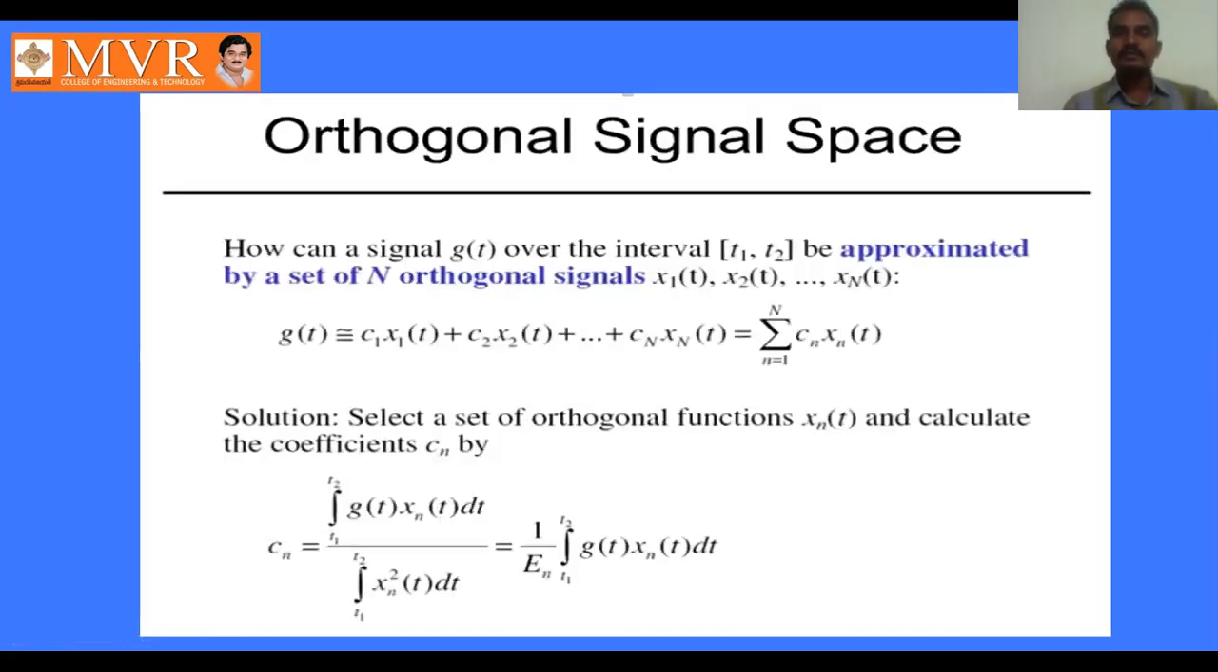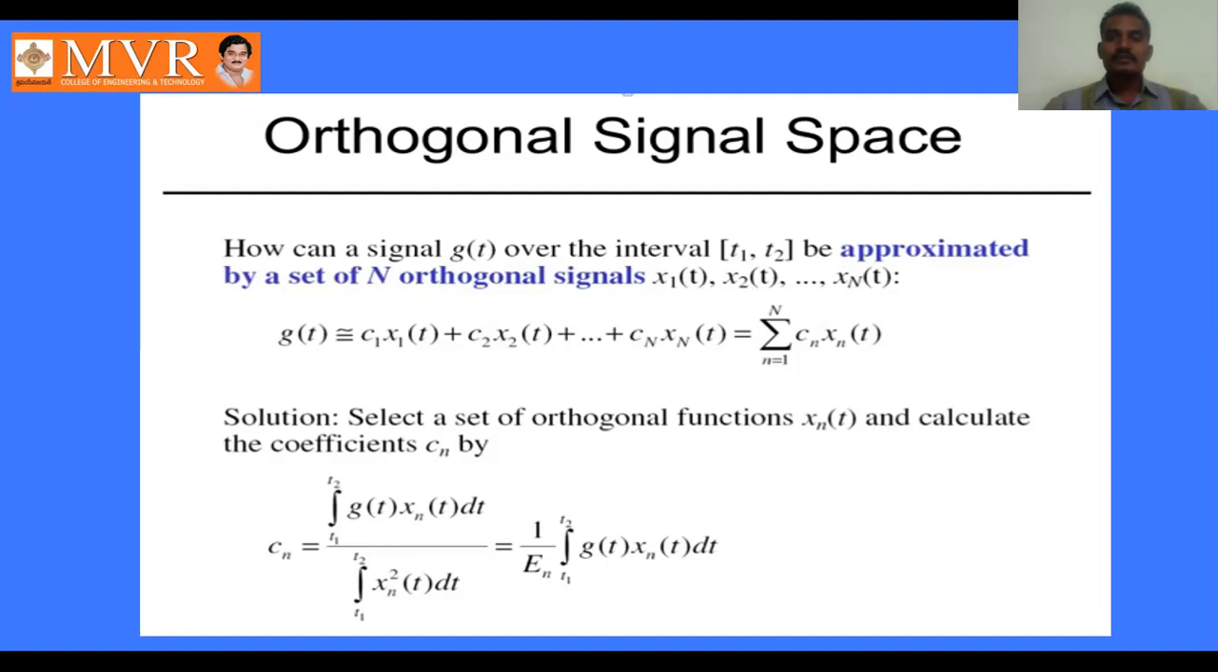Next, coming to the orthogonal signal space. So far we discussed orthogonality in vectors, orthogonality in signals, orthogonality in complex signals, etc. Now we are going to see the orthogonal signal space. What is meant by space? Space means it consists of n number of elements.